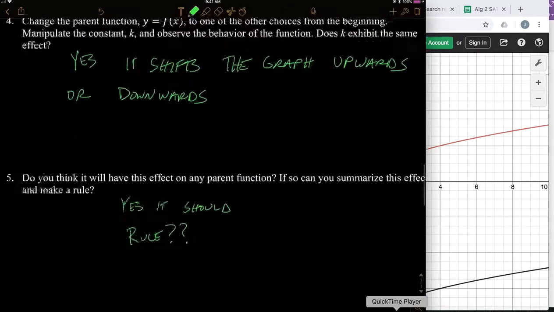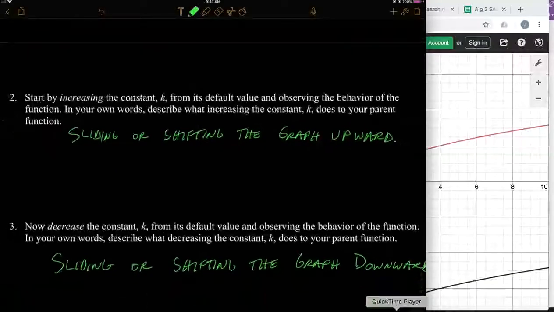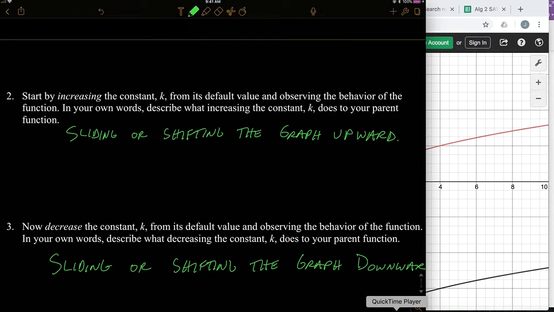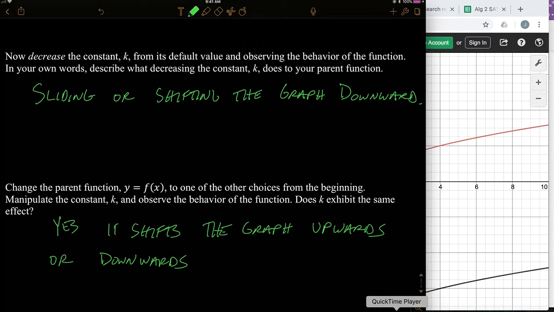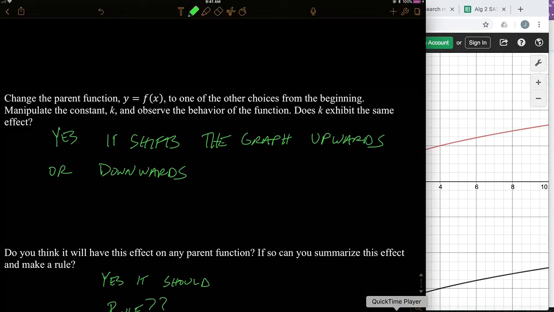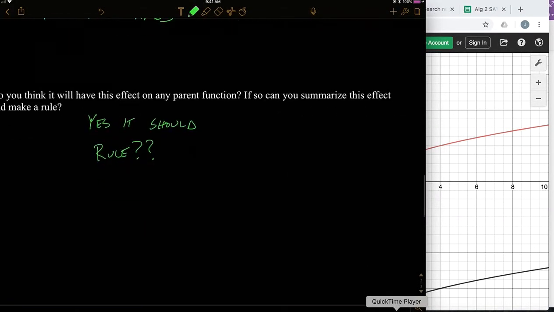So, sorry, I was writing in here and you weren't able to see it. I forgot to switch over. But this is what I said here. When we increase the constant k, what do we see happening to the parent function? We see that the graph is sliding or shifting upward. When I decrease k lower than the default value, we see that the graph slides or shifts downward. And then do we expect that when we change it? Yeah, it still shifts the graph. If I change my parent function, it still has the same effect, shifting the graph upwards and downwards.